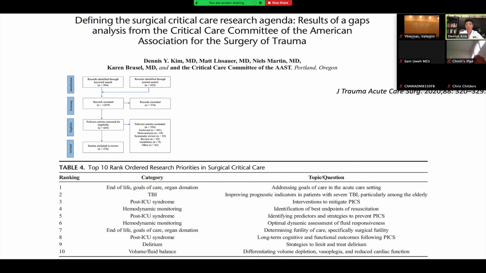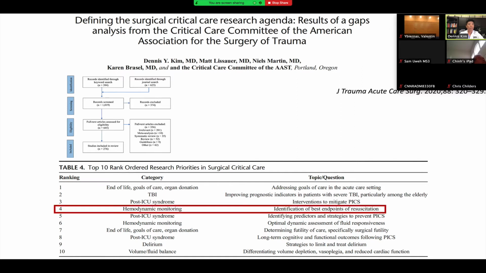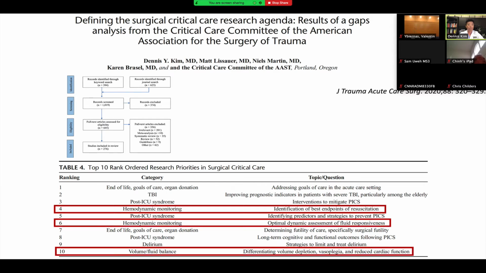And when you look at the top 10 priorities in terms of research in surgical critical care, 3 of them actually have to do with hemodynamic monitoring, as well as volume and fluid balance. So number 4 was identification of the best endpoints of resuscitation. Number 6 was how do we determine the optimal dynamic assessment of fluid responsiveness? And coming in at number 10 was the ability to differentiate volume depletion, vasoplegia, and reduced cardiac function. I think the answer to that last one is echocardiography and ultrasound.